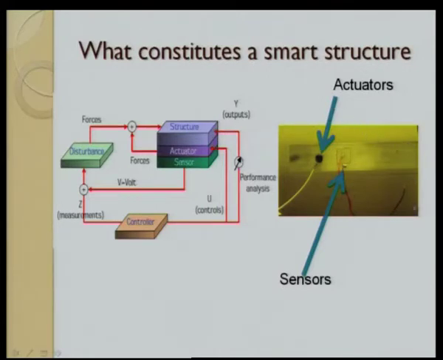To show this typically, here is the beam, and this is the sensor patch, and this is an actuator. The actuator is a smart actuator. It can be based on PZT or magnetostrictive or Teflon. In this demonstration, we will actually show you how we can construct a smart structure using PZT actuators.